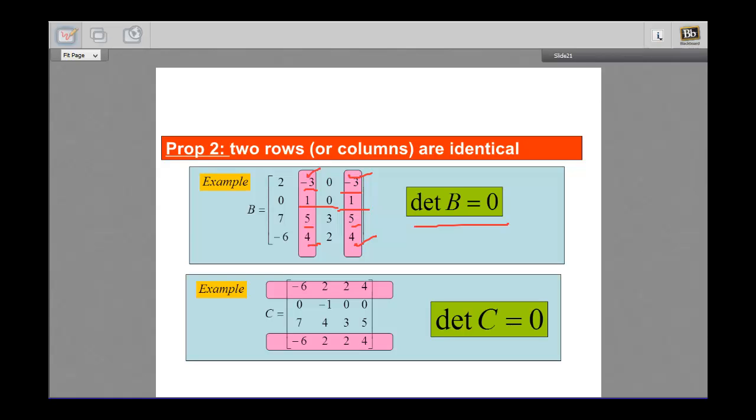Similarly, if we observe these two rows, they are the same: minus 6 here, 2 and 2 here, 2 and 2 here, and similarly 4 and 4 here. So we directly say that the value of the determinant is 0.